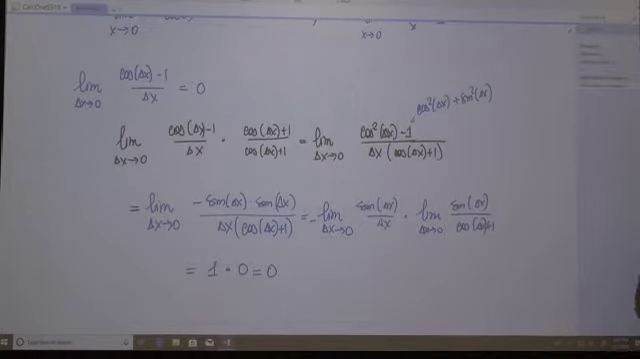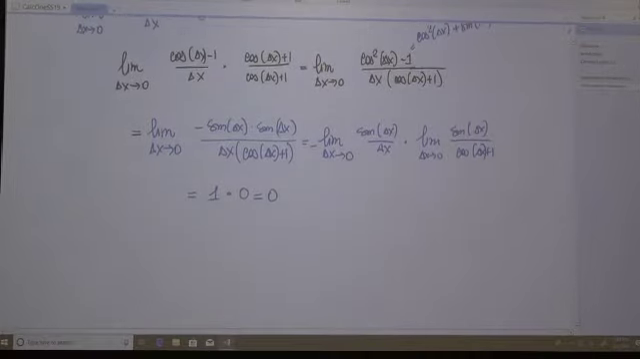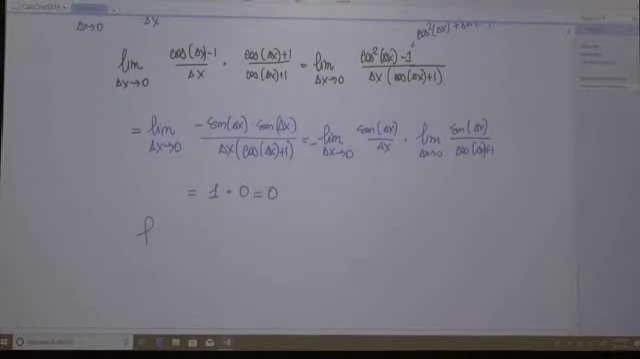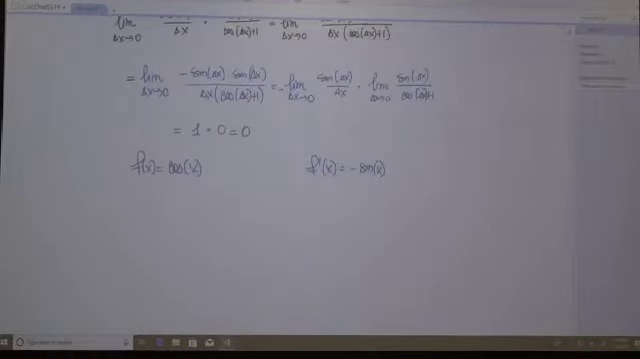Okay? So now, using the same techniques, what you need to do is prove that if you take f of x as the cosine of x, its derivative is equal to minus sine of x. Again, using the definition. Prove that the derivative of the cosine is minus sine. Okay, let's do this together.